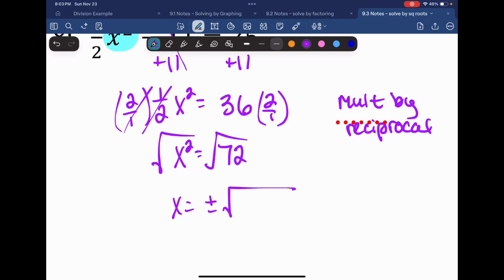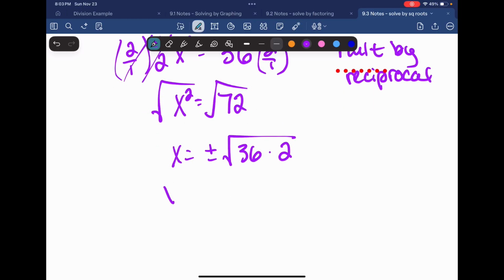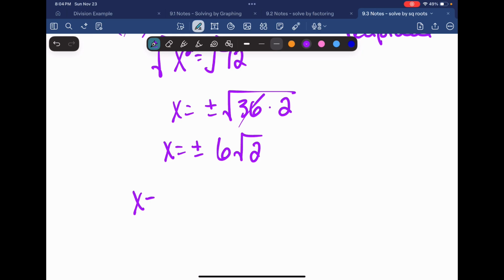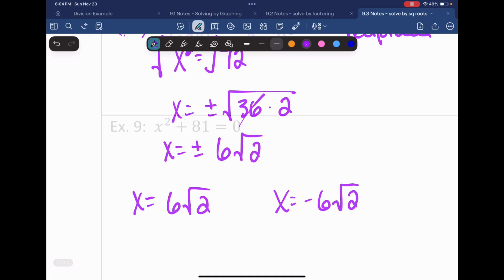72 is not a square. The largest square that divides into 72 is 36. Square root of 36 is 6. And the 2 stays under. Solutions are positive 6 root 2 and negative 6 root 2. All right.